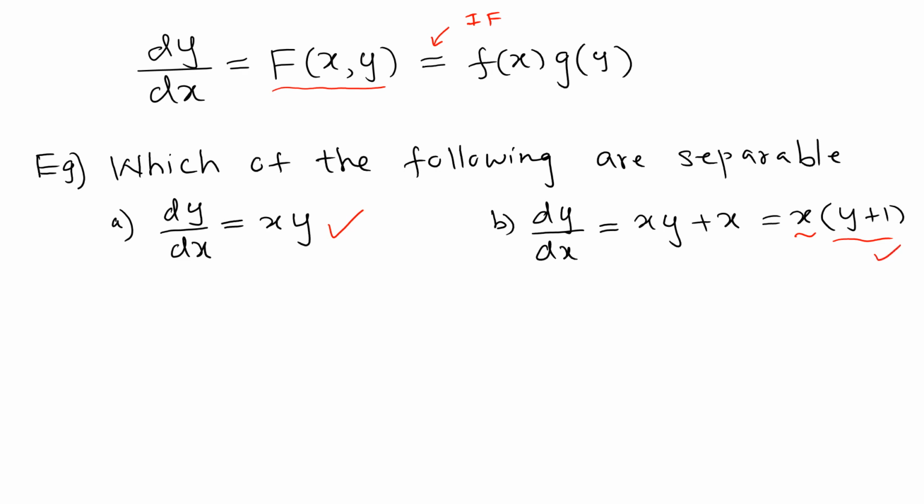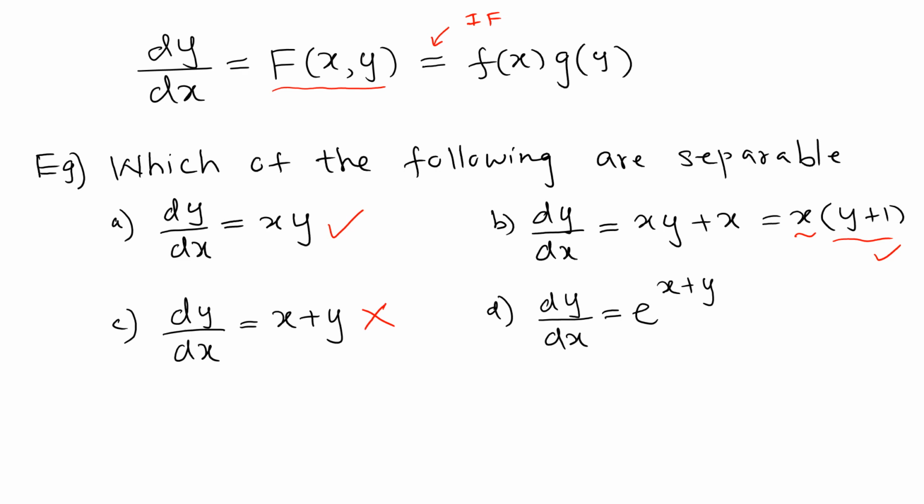Let's look at the next one. Next we have dy over dx equal x plus y. You can see that there's no way you can write this as a product. It's x plus y. And actually this is an interesting problem that we solved in another video about linear first order, so we're going to come back to this problem again. This one is not separable, so we can't use the technique that we're trying to use here.